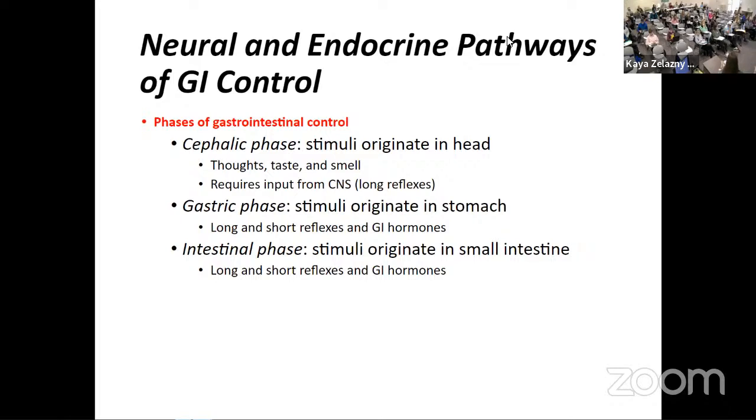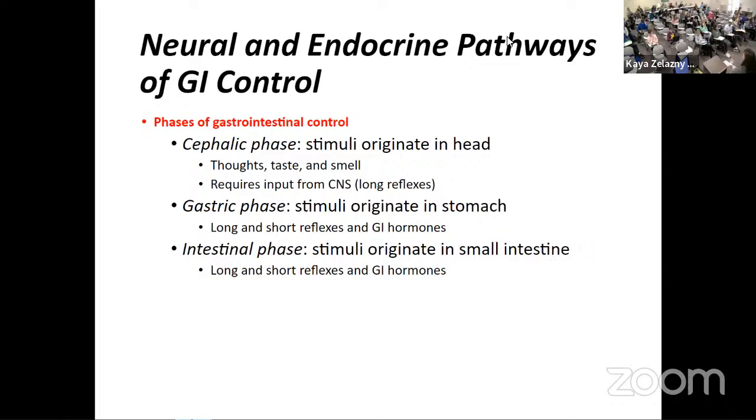We're not done with our digestive process once we hit the stomach. We are then also moving that food into the small intestine, so the duodenum, the jejunum, the ileum, and then into the colon. So we are also going to have intestinal phase stimuli, and so intestinal phase control. We're going to have that involved in, again, both long and short reflexes. And we are also going to have GI hormones released in response here as well.